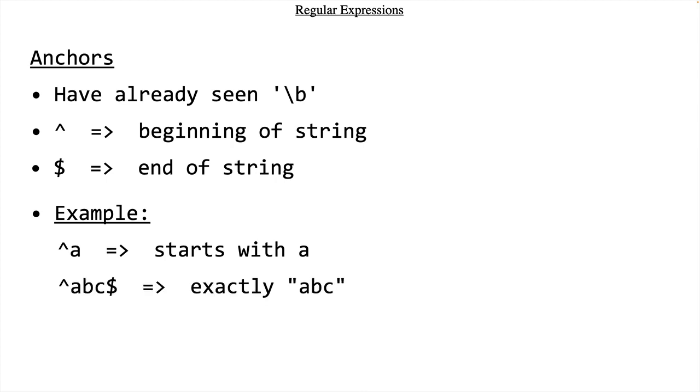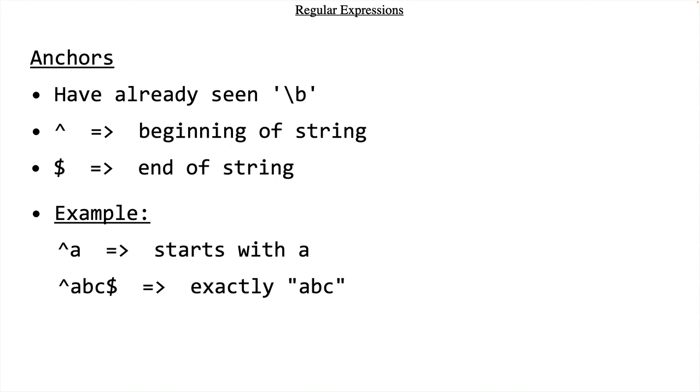If I use two anchors, this means I have the start of the line followed by an A, followed by a B, followed by a C, followed by end of string. So that basically means the only string that will match this is the string that is exactly ABC. If you have a space before it or a space after it, it doesn't match because we have the anchors there.